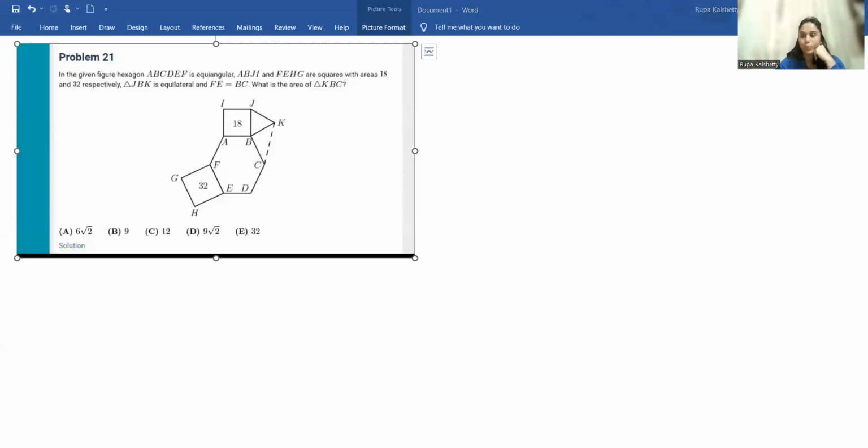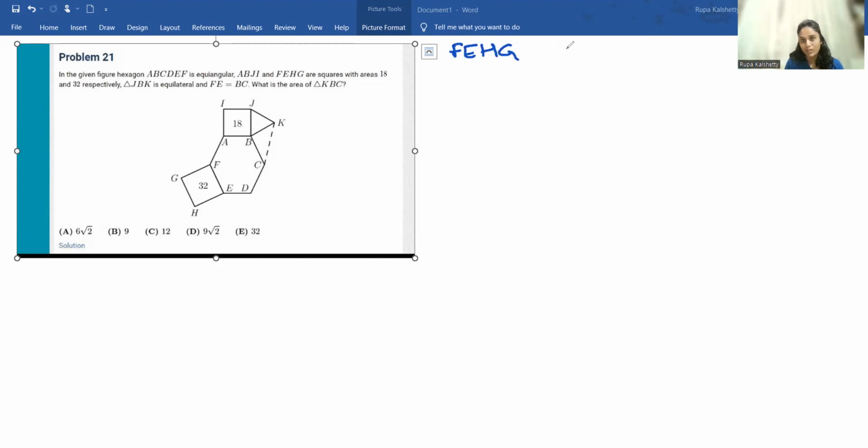Okay, so we need to always start by working with what information has been given. If you look at this square and this square, they have given us the area. Let me tell you the strategy. If you know the area of the square, we can definitely find the side of that square. So let's talk about square FEHG.